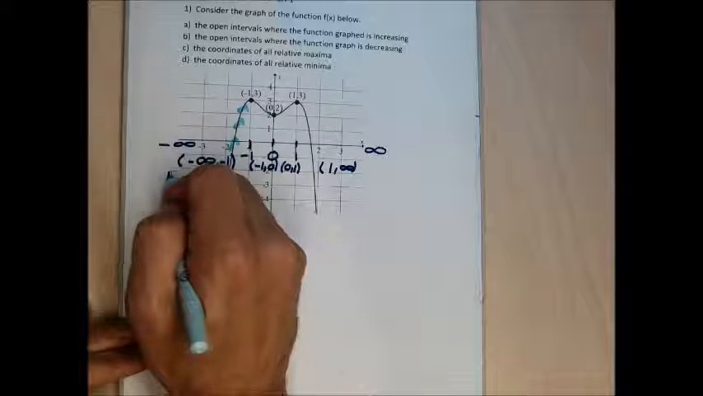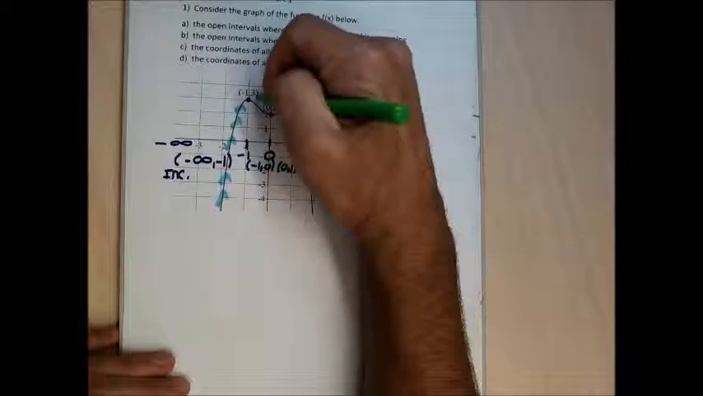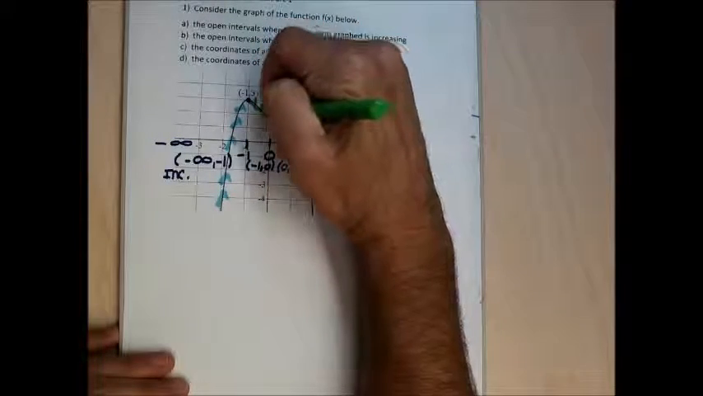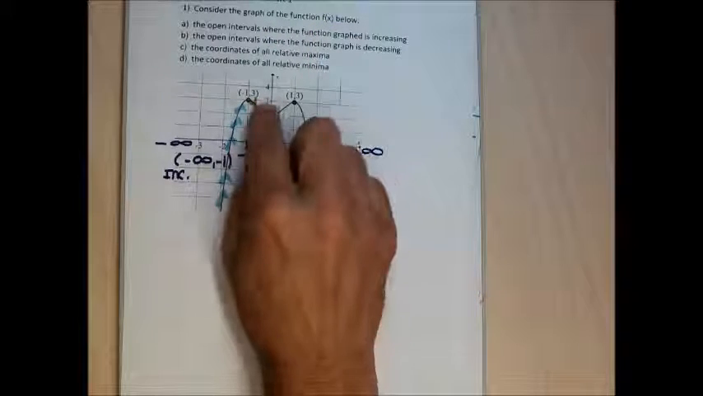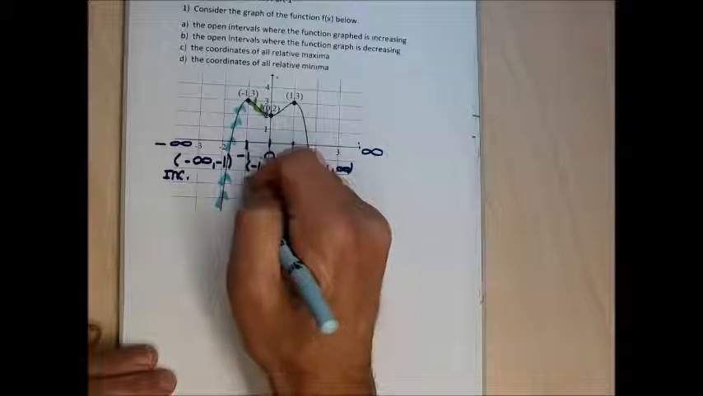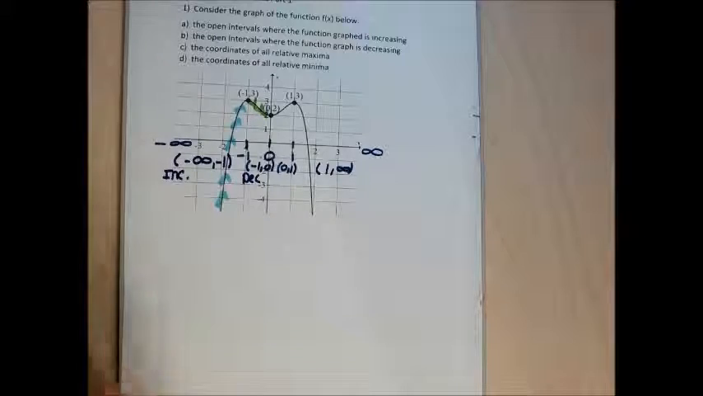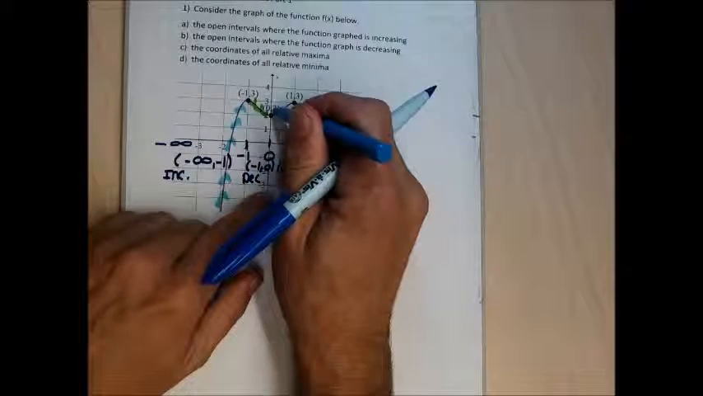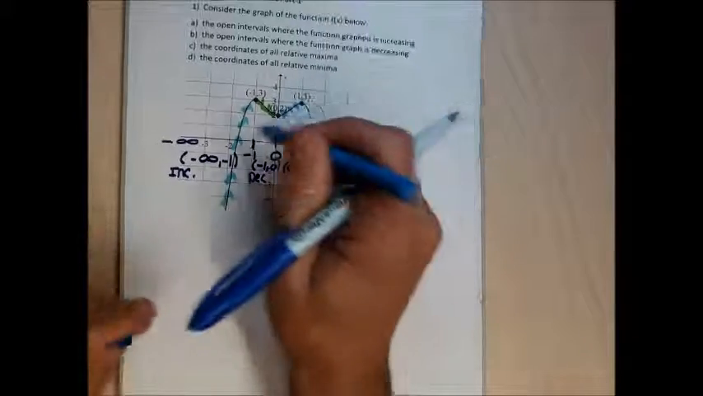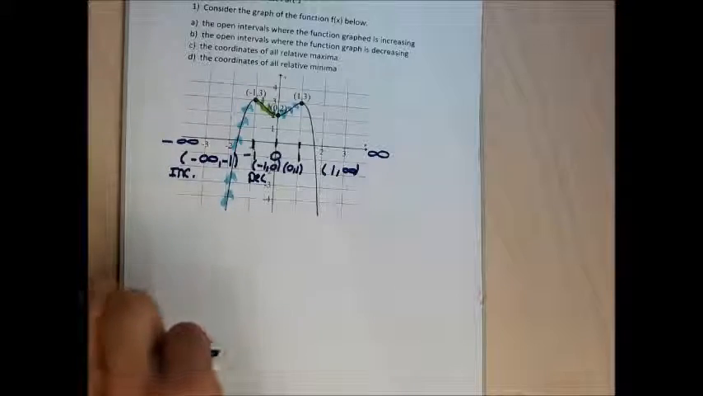I'll just write an INC here temporarily because I don't have that much room. In the next interval, the interval between negative 1 to 0, that corresponds to that portion of the graph, and the graph is decreasing because as I'm moving from left to right, the graph is getting lower, so I put little down arrows there. And now underneath the negative 1 to 0, I'm just going to write something that represents decreasing. The third interval, the interval from 0 to 1, relates to this portion of the graph, and as I'm moving from left to right, the graph is getting higher. The arrows that I'm drawing are getting higher, so that's an increasing interval.